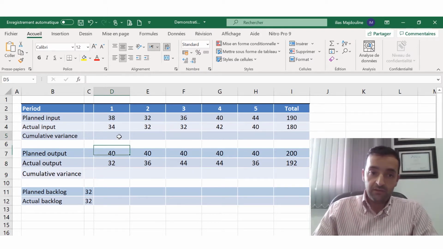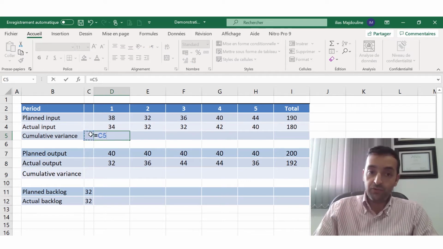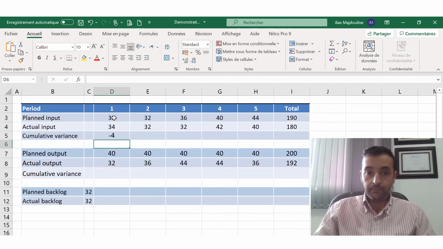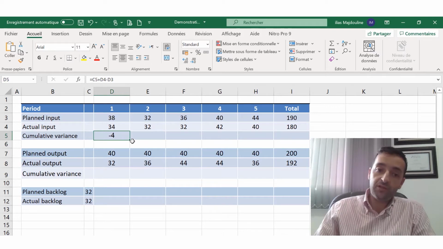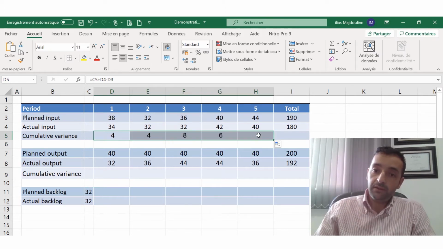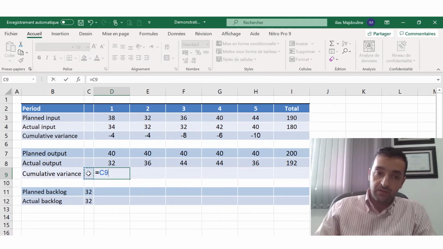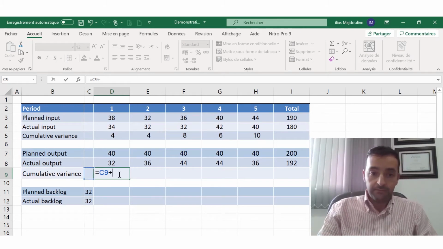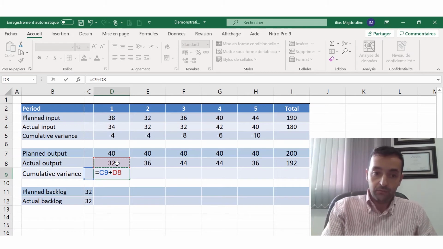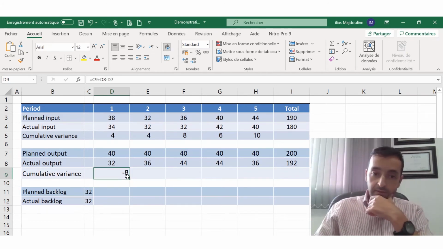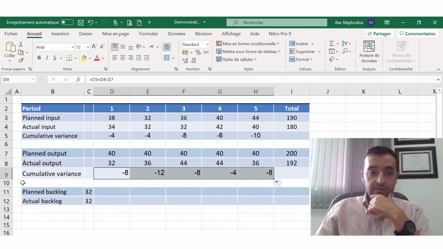Let's start with the cumulative variance. The cumulative variance is the previous cumulative variance plus the actual minus the planned. Here the cumulative variance is minus 4. We use the same formula in the next periods. The same thing here, the cumulative variance equals the previous cumulative variance plus the actual output minus the planned output. The result is minus 8, and we use the same calculation for the next periods.